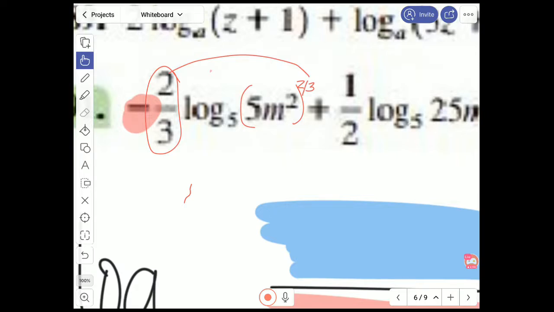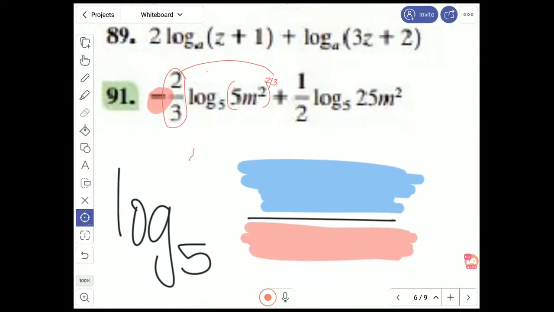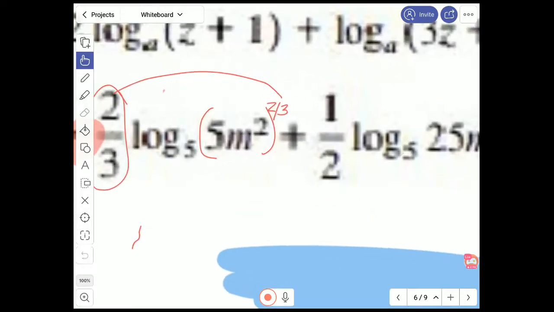Because that negative sign, all it's telling me is that when I write it in a second, it's going to be in the denominator. So I'm going to leave it alone for now, because I already know what to do with it. So all I'm doing is just looking then at what happens when I apply this 2/3 here.